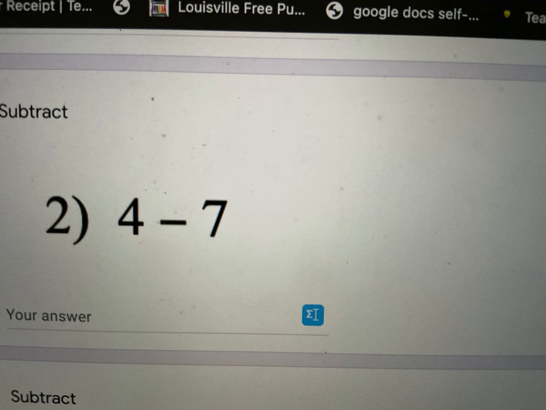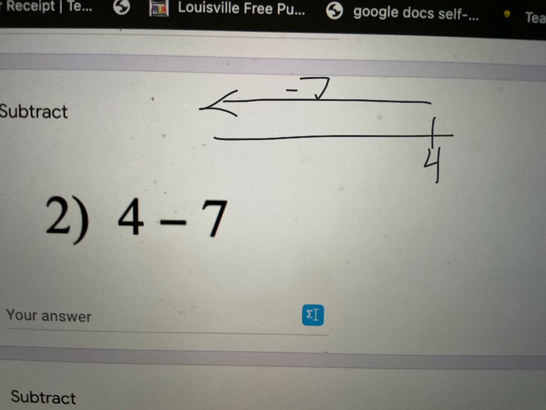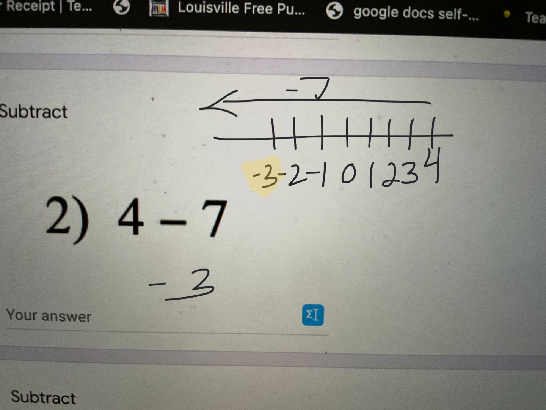This problem number 2 is the same idea. I've got positive 4, so I'm going to start off at 4 on the number line. We're subtracting 7, which means we're going to move 7 spaces to the left. So when I get done moving 7 spaces to the left, I end up right here at -3. And again, it kind of makes sense, right? Because if I only have $4 in my account, but I take away 7 out of my account, I'm going to end up in the negatives, so that's going to be a -3.